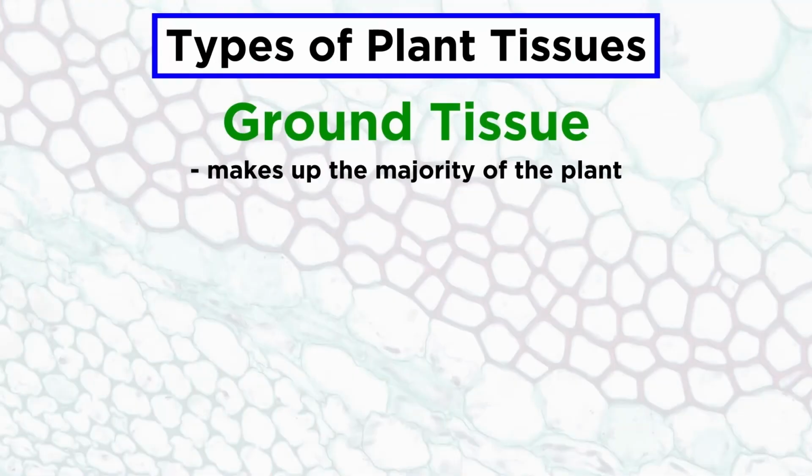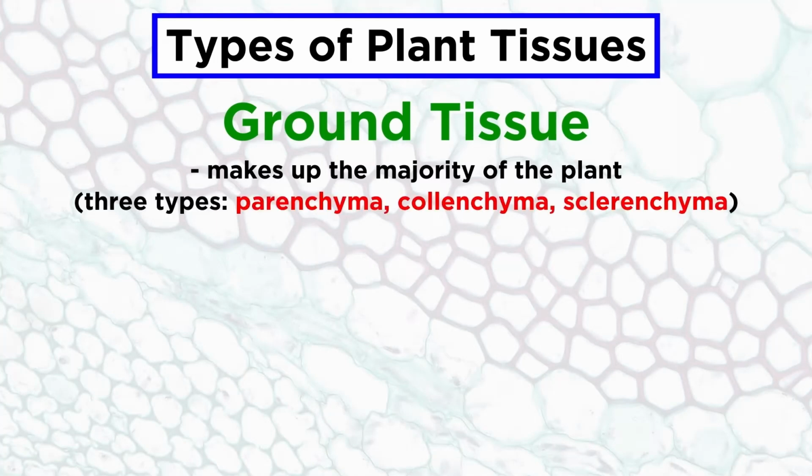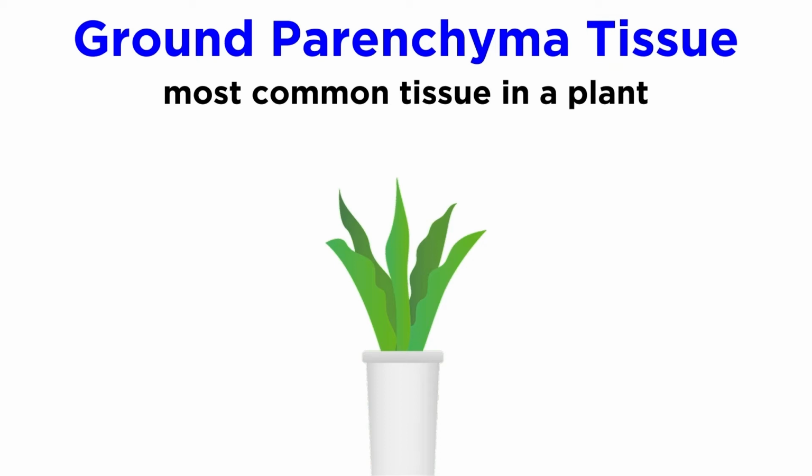First up, ground tissue makes up the majority of a plant's body, so to speak, and it's broken up into 3 subgroups based on cell type. Those are the parenchyma, the collenchyma, and the sclerenchyma, which we just learned about. Ground parenchyma tissue is the most common tissue in a plant. It appears in a variety of locations and does many jobs.